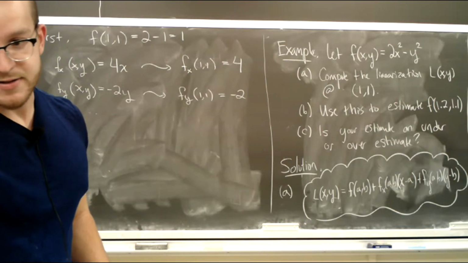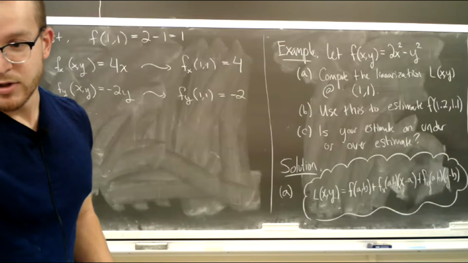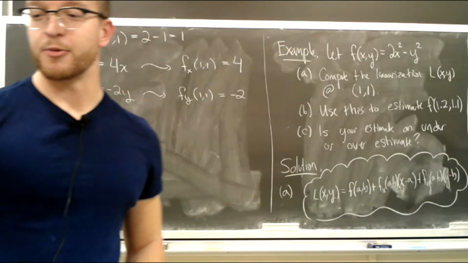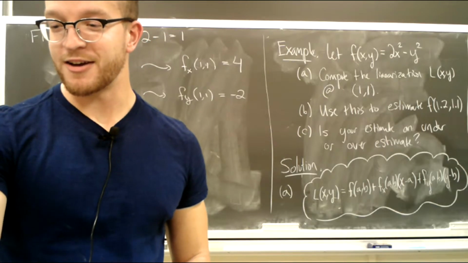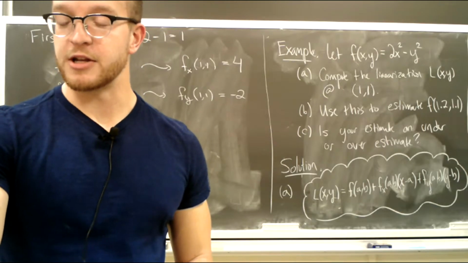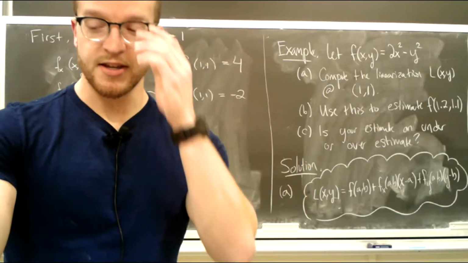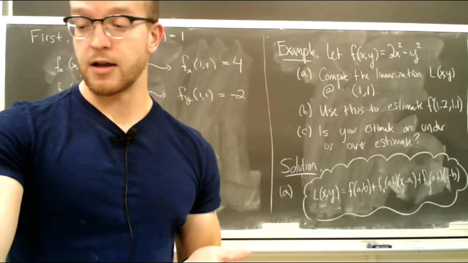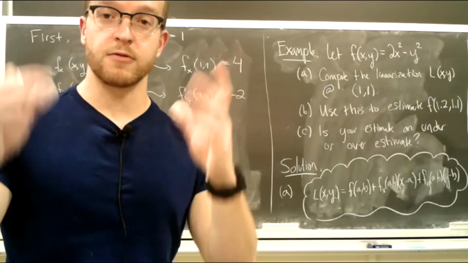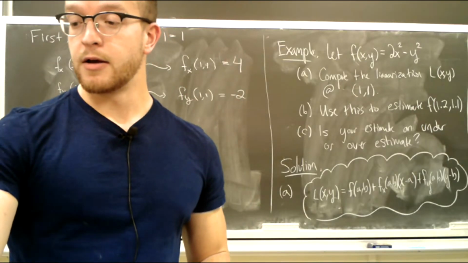In that case, what I'd actually say is that the problem shouldn't say something like that. When you compute a linearization, you're computing at a point in the domain. They could say something like compute a tangent line at the point 1, 1, f of 1, 1 or whatever.